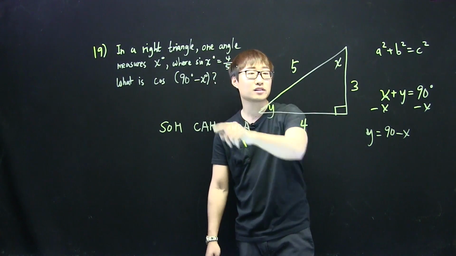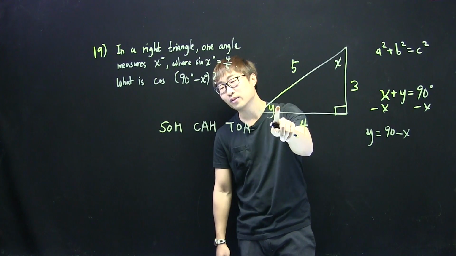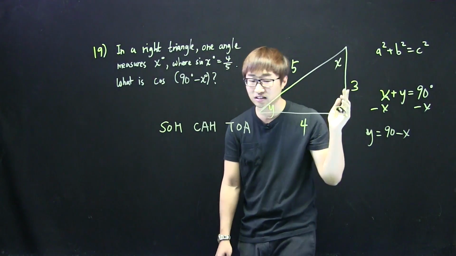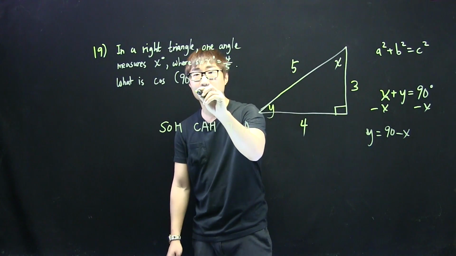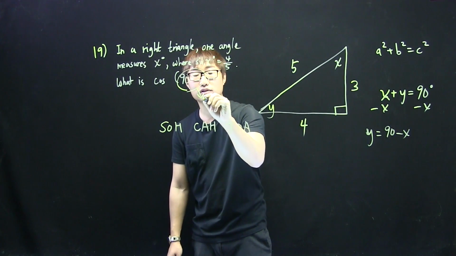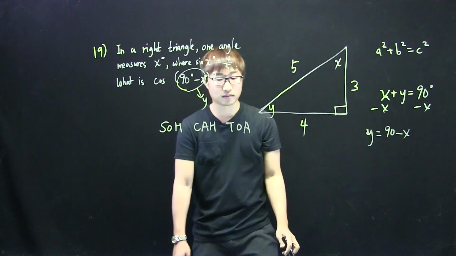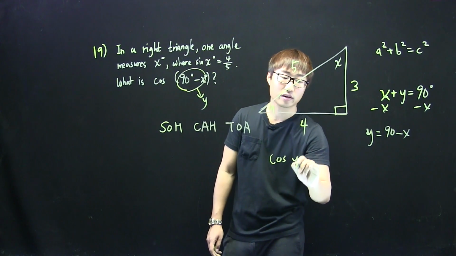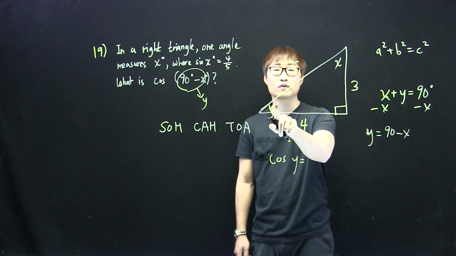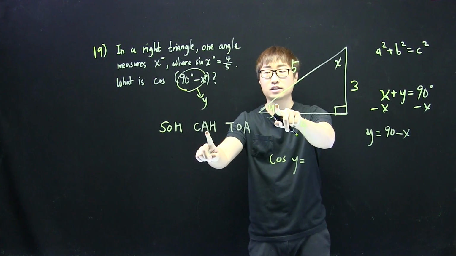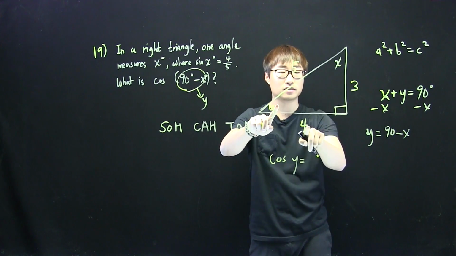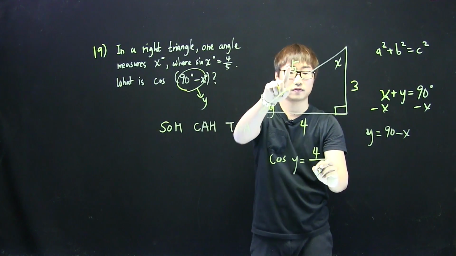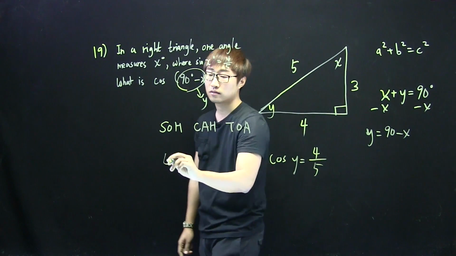So 90 minus x, what is that? Essentially it's the other angle. I'm just going to call it y; you can call it z, whatever. But 90 minus x is pretty much just y over here. So we can just rename this as cosine of y. What is cosine of y? Okay, y is over here. Cosine is adjacent over hypotenuse. Adjacent is this side over hypotenuse 5. 4 over 5. That's your answer.